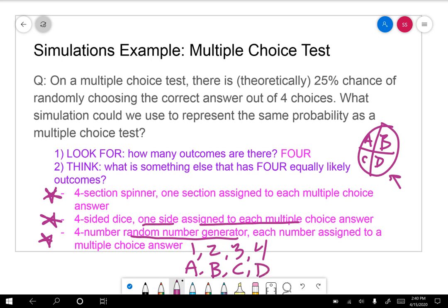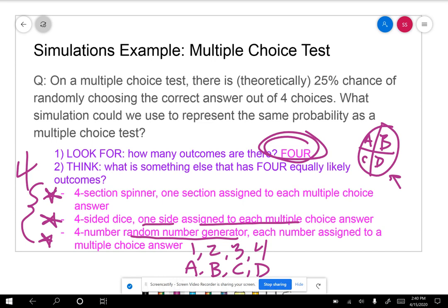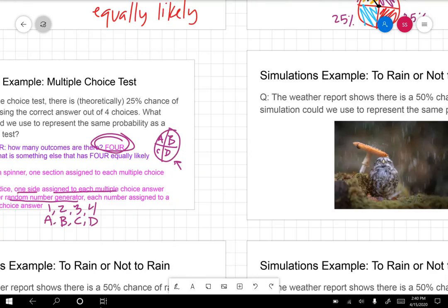All right, so each of these have 4 outcomes, same as the original, right? And they're all equally likely to happen. Okay. All right, let's go over another example.